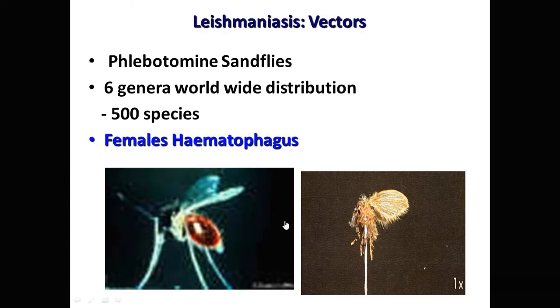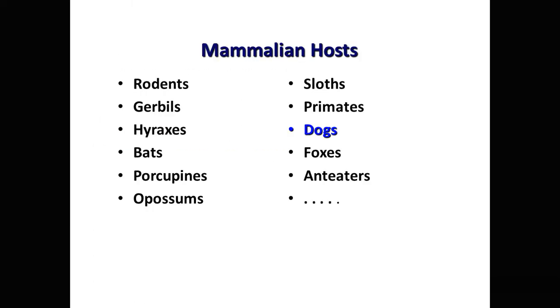So phlebotomine sandflies transmit the disease, and these phlebotomine sandflies are very widely distributed. There are 500 species. And which are the mammalian hosts? So you see different mammals. Important are the dogs, especially stray dogs, which serve as a good reservoir for Leishmania.